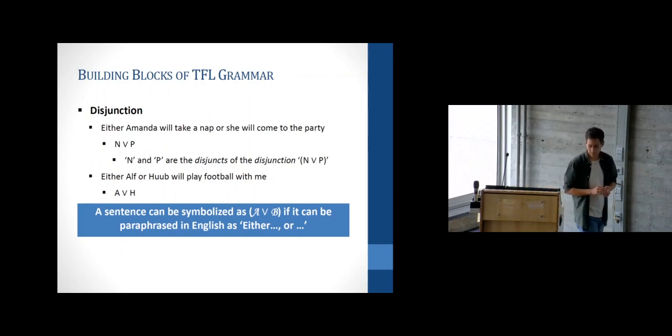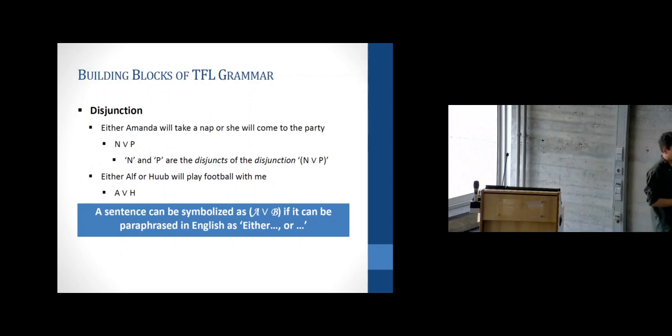Okay, so the disjunction happens when we have the word "or". Either Amanda will take a nap or she will come to the party. We write it down as N ∨ P. This is not the letter V anymore. This is the sign for disjunction, "or". Either this is the case or that is the case.